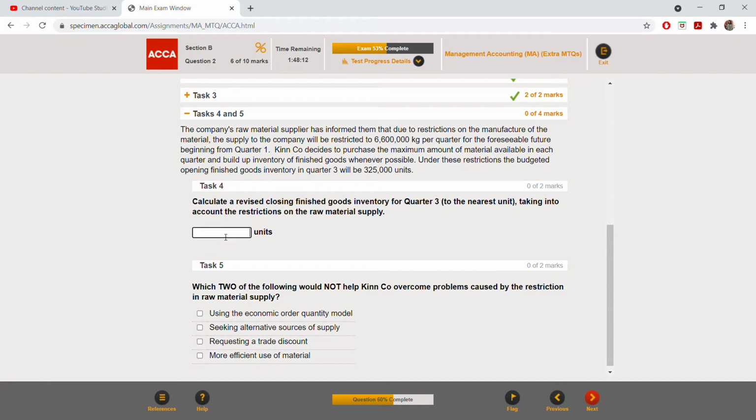Now calculate the revised closing finished goods inventory for quarter 3 to the nearest unit, taking into account the restrictions on the raw material supply. Okay, this is like a capital rationing which is happening. So the company's raw material supplier has informed that due to restrictions on the manufacture of the material, supply to the company will be restricted to this kg per quarter for the foreseeable future beginning from quarter 1. They decide to purchase the maximum amount of raw material available in each quarter and build up inventory of finished goods whenever possible. Under this restriction, the budgeted opening finished goods inventory of quarter. This is the budgeted opening finished goods. Okay.